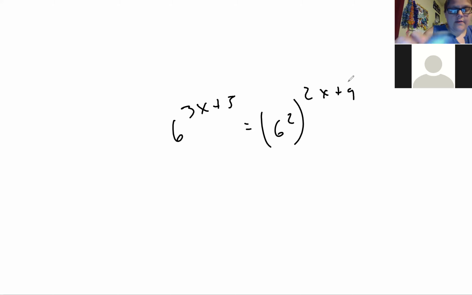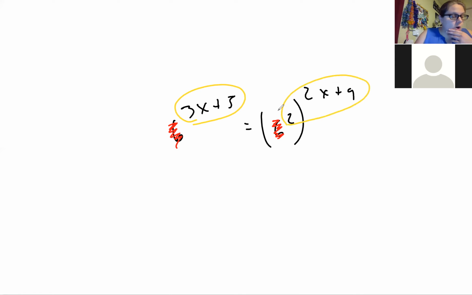Well, we didn't just take the square part though. We had 6 to the 3x plus 5, and that was equal to 6 squared, and that was still to the 2x plus 9. The reason is, when we get the same base, this is the base, it's gone. This is the base, it's gone. So I'm just left with the exponent part. This guy stays the same. This guy has to be multiplied.